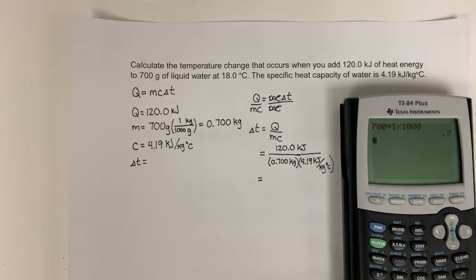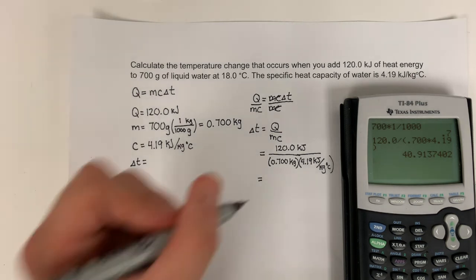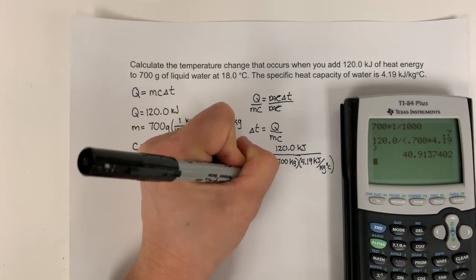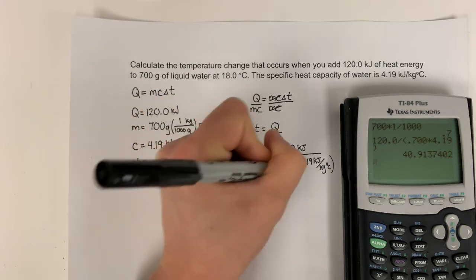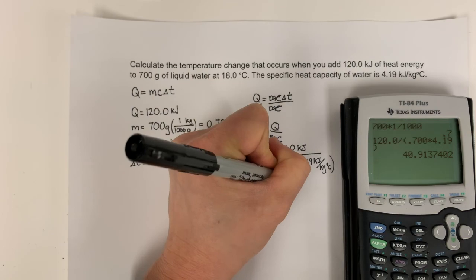I can type that into my calculator, 120.0 divided by, and I'm going to put a bracket so that both of the lower values end up in the denominator, so 0.700 times 4.19, and I get a final value of 40.91. I'm allowed to have 3 significant digits, so my answer is 40.9, and because it's a change in temperature, degrees Celsius.